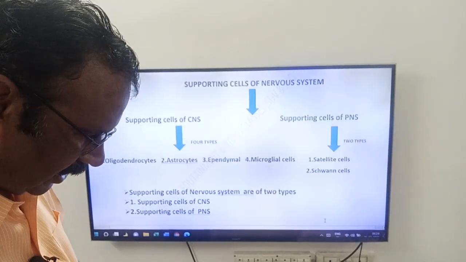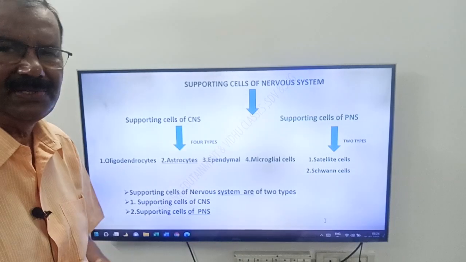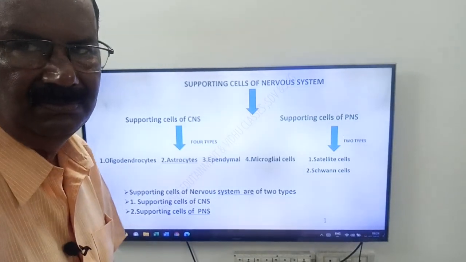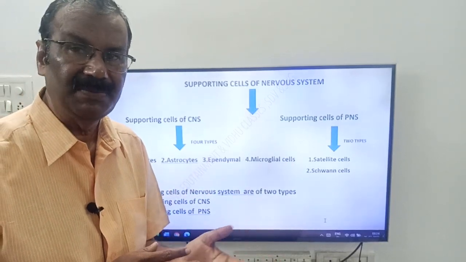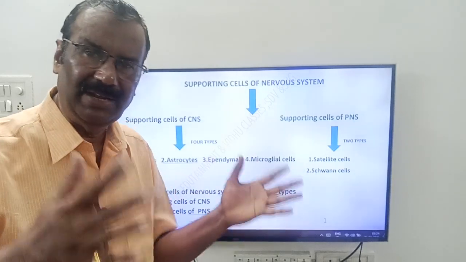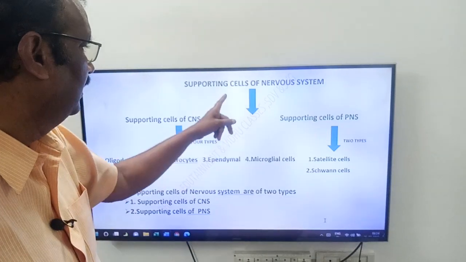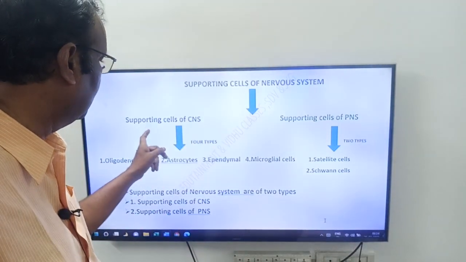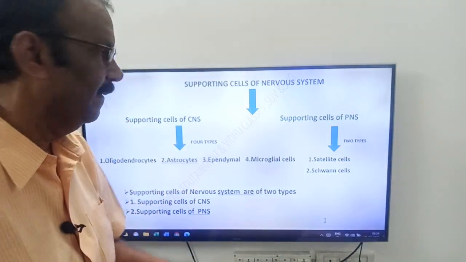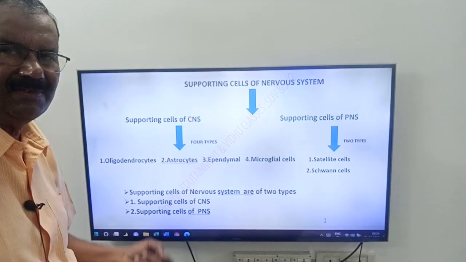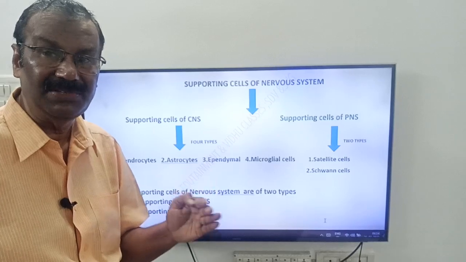Now see the classification of supporting cells of nervous system. Before going to that, the nervous system is of two types, friends: central nervous system and peripheral nervous system. But here you have to see that supporting cells are of two types: supporting cells of the central nervous system and supporting cells of the peripheral nervous system. The supporting cells, or neuroglial cells, of the central nervous system are four types, friends.